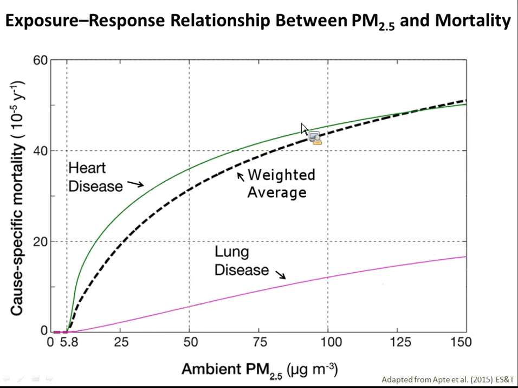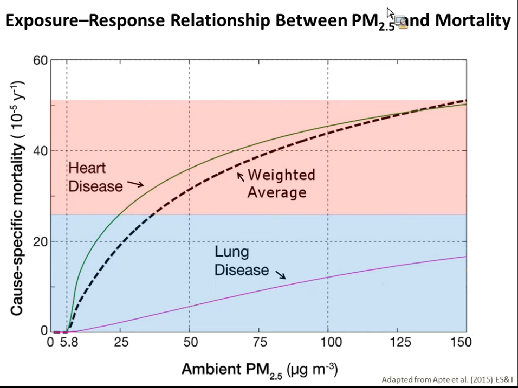This green line approximates the relationship between increasing PM2.5 and heart disease. This pink line approximates the relationship for lung disease. You can see this green line isn't really a line, it's more of a curve where the impacts for any given increase in PM2.5 are larger here for the small concentrations than they are for the large concentrations, whereas the pink line is sort of more linear. It's a linear relationship across. And then this dashed line is sort of the weighted average of those two lines.